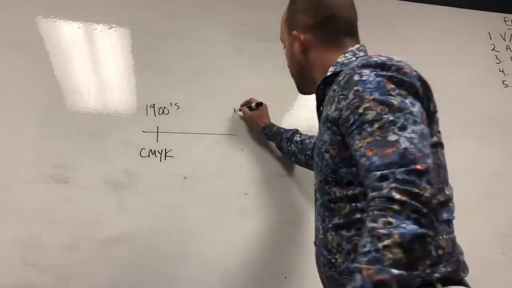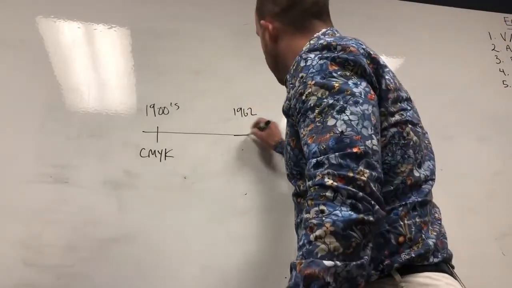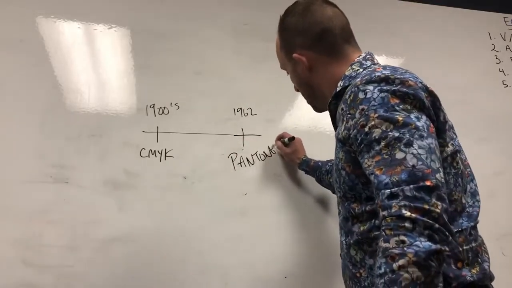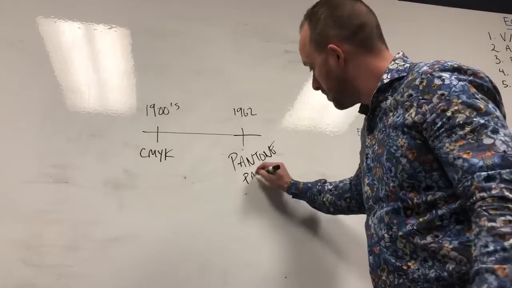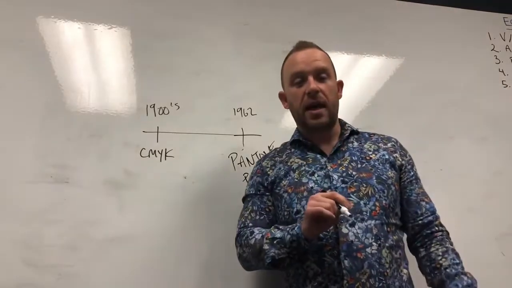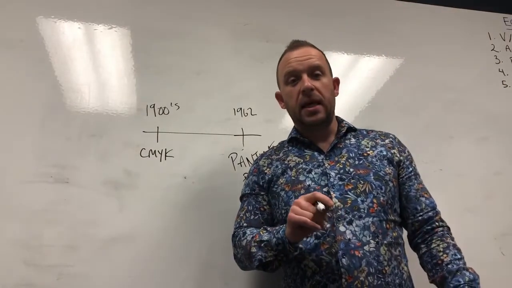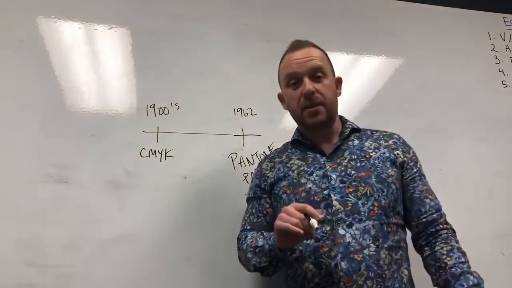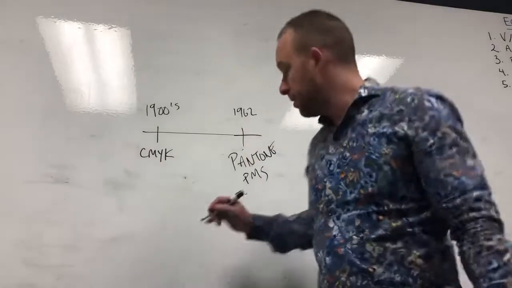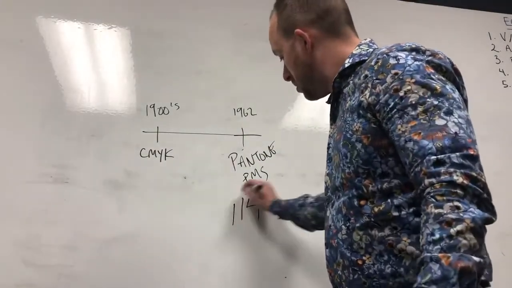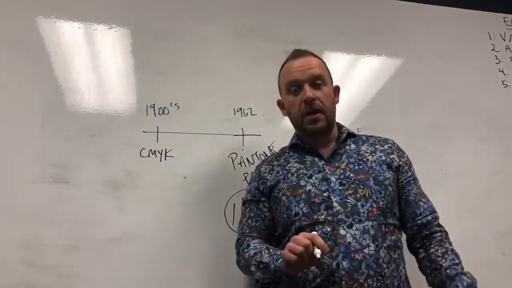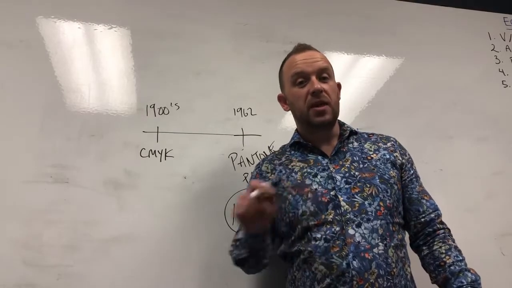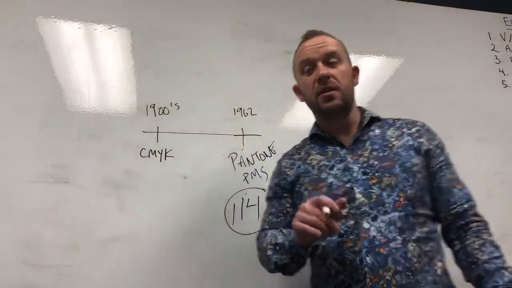In, I believe it was 1962, Pantone, which you know as PMS, was invented. It was an actual business in the United States that started using a variety of pigments that created 114 different varieties of color. The pigments were designed for running specific colors on presses. Pantone is still here today.